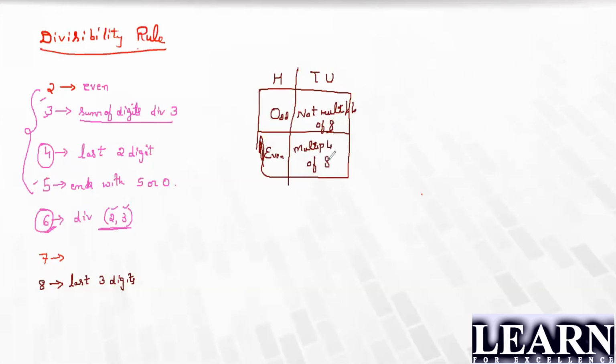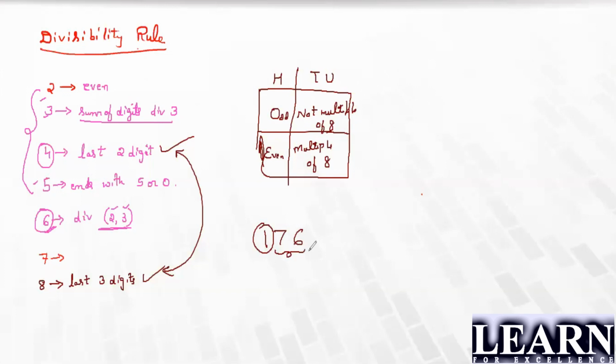Getting it? Now the number is getting a little bit simpler. Okay, I'll take a very simple example. I'll check 176 for whether it is divisible by 8 or not. It's an odd number. Then what do I have to check? I have to check whether 76 is a multiple of 8 or not.